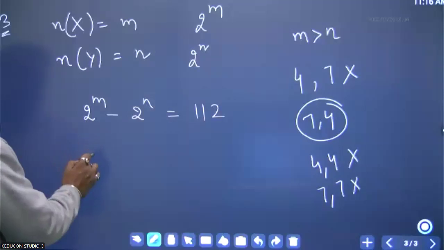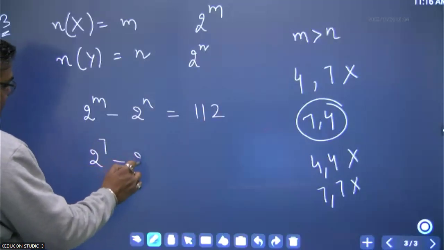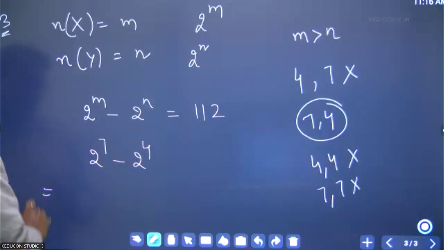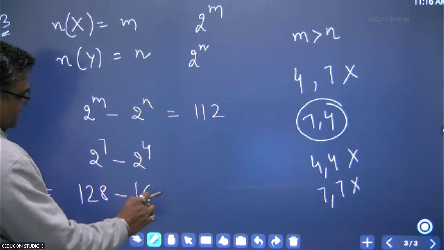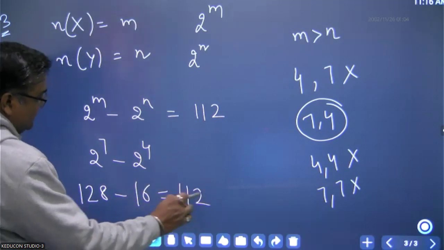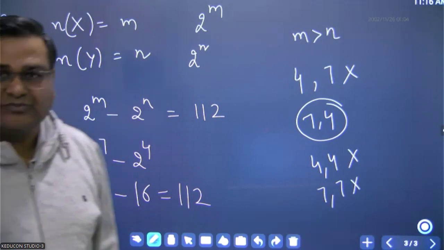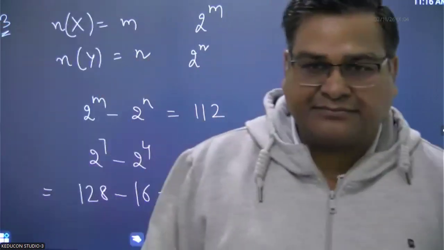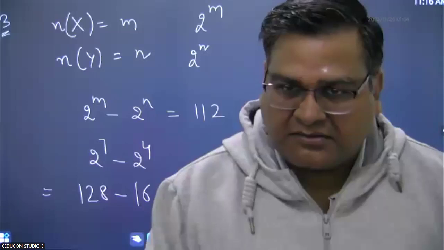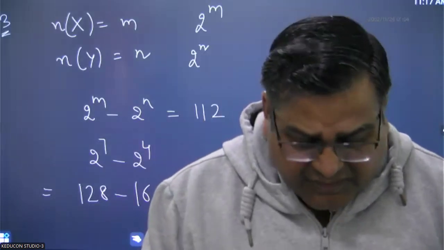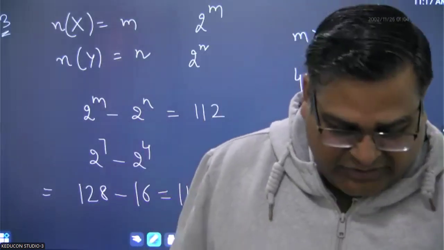But you can check it also. Put the value: 2 raised to power 7 minus 2 raised to power 4. 2 raised to power 7 will be 128, and 2 raised to power 4 will be 16. So the answer will be 112, right? Right, students? So I hope this question is clear.